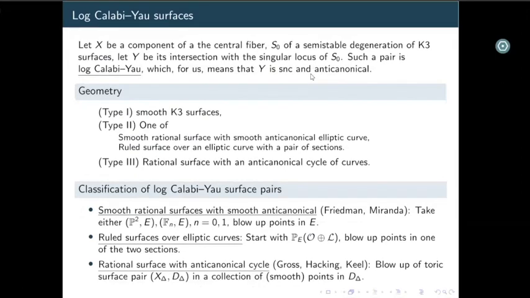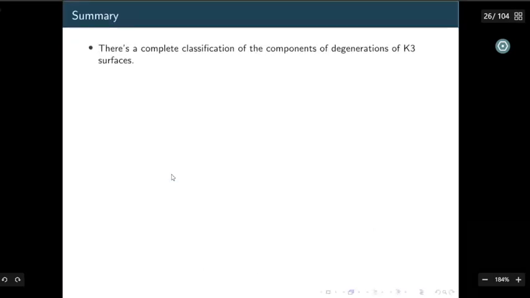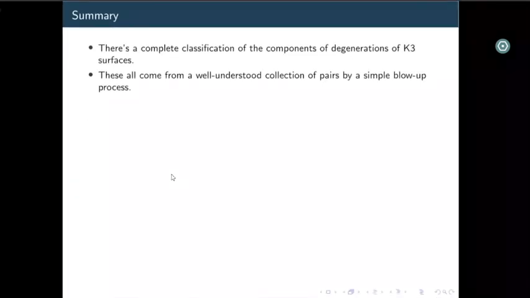And in type 3, this is something that was described by Gross-Hacking and Keel: you take a toric variety, so a toric surface, maybe smooth, and you take points inside of the toric boundary divisor. So delta, I guess, here is a polygon. So we associate to this a toric variety and a toric boundary divisor D delta. So you take this toric variety and you start to blow up smooth points in the boundary, and eventually you get to any type 3 surface in this description. Okay, so just to summarize, we can classify the components of degenerations of K3 surfaces, and they're all built out of simple things.